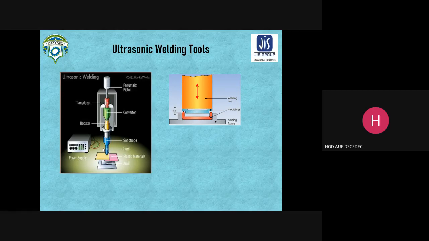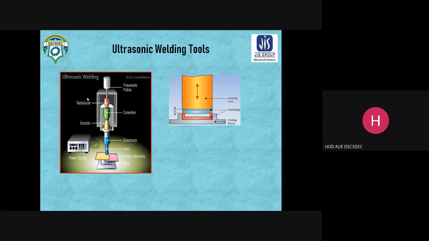So depending on the workpiece which is to be joined, the correct frequency is always selected. Now the generator helps to convert this electrical power into the correct frequency and voltage. Voltage for whom? For this transducer. So the generator converts the electrical energy into the correct frequency.